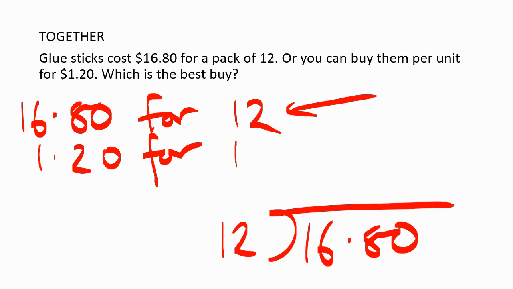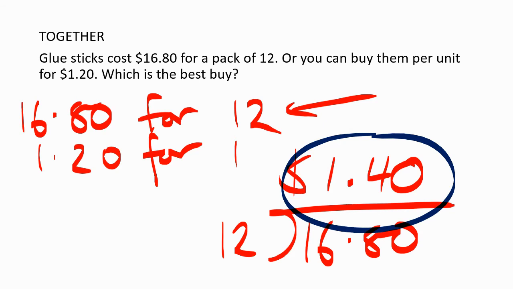So 12 into $16.80. And by the way, that's long division. I haven't taught you that. So grab your calculator. Type in 16.80, divide by 12, and then press equals, and you will get 1.4, which is the same as $1.40. So that means that each glue stick is $1.40.